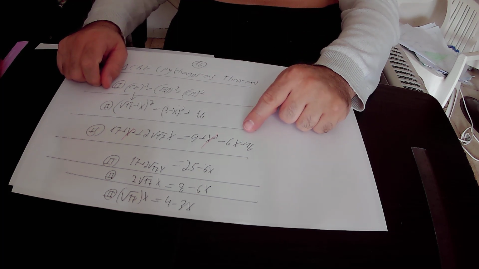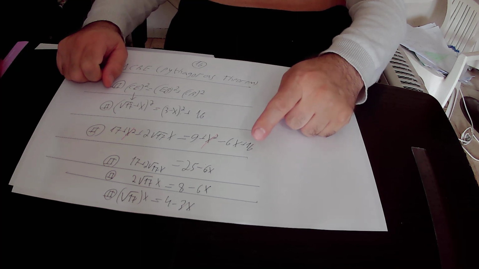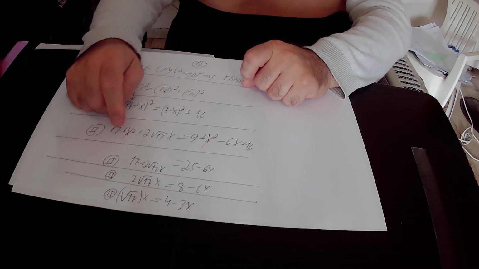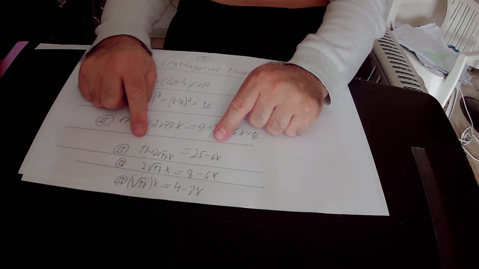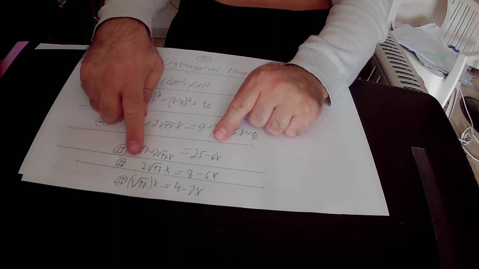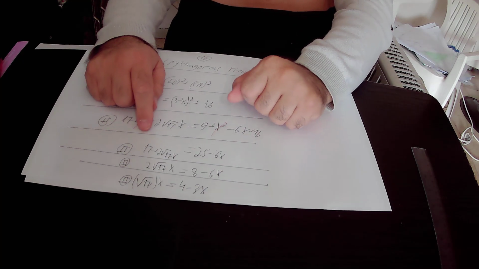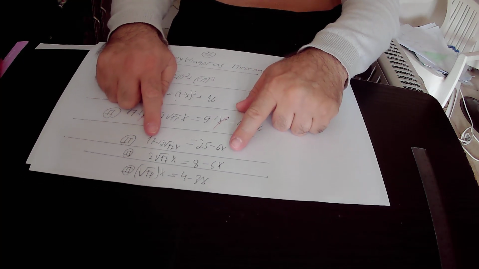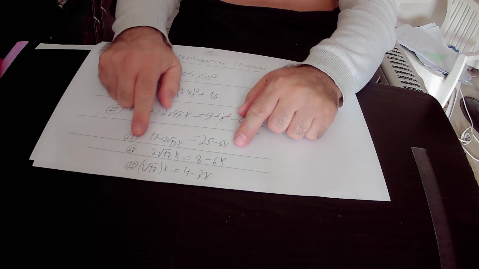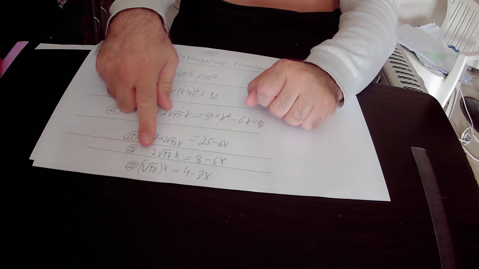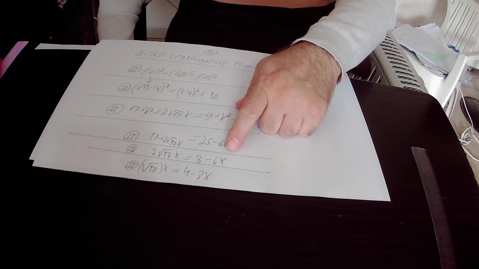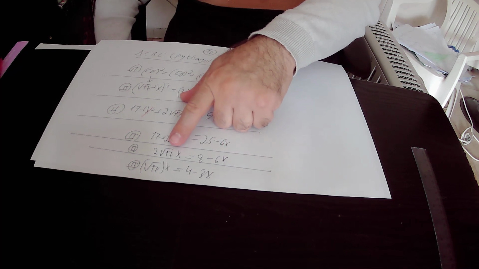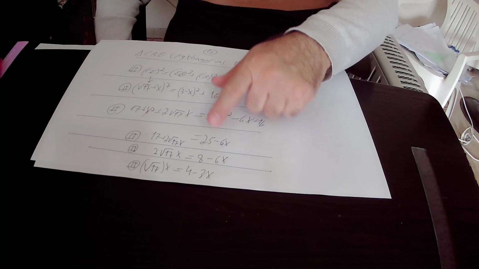So what we got from here, this side of equation number 2 is 25 minus 6x, and here we have only 17 plus 2 times square root of 17x. Here we subtracted 17 from both sides of equation number 2. So 17 minus 17 is 0, and 25 minus 17 is 8. So in conclusion, we got that 2 times square root of 17x equals 8 minus 6x. We divided equation number 2 by 2, and 2 over 2 is 1, so what is left is square root of 17x. 8 over 2 is 4, and minus 6x over 2 is minus 3x. So in conclusion, we got that square root of 17x equals 4 minus 3x.